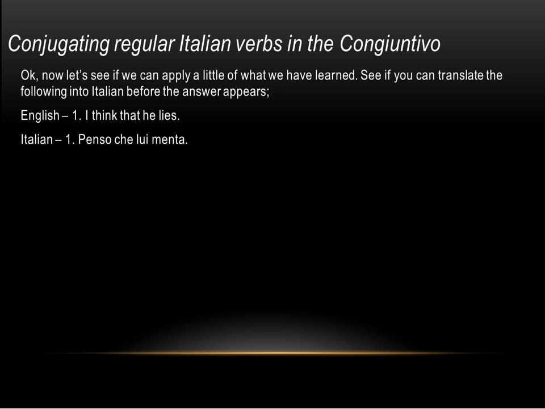Okay. Penso che lui menta. So we have penso, regular present tense for I think, che lui menta. We need the subjunctive here because it's I think that he lies. This is tainted by the subjective statement I think. So penso che lui menta. Menta comes from mentire, of course, to lie. So the first three people, io, tu, and lui/lei, are all going to be menta.